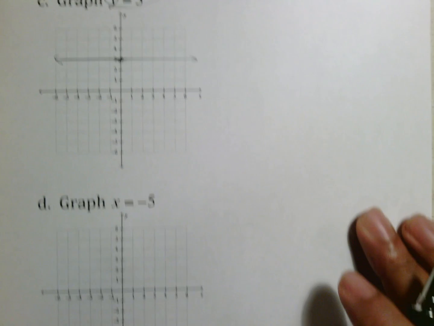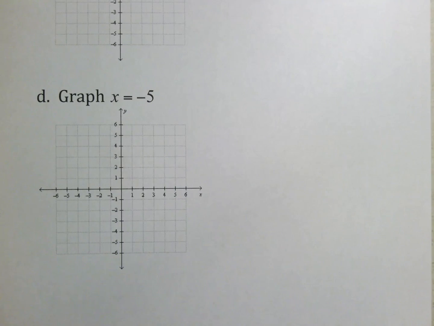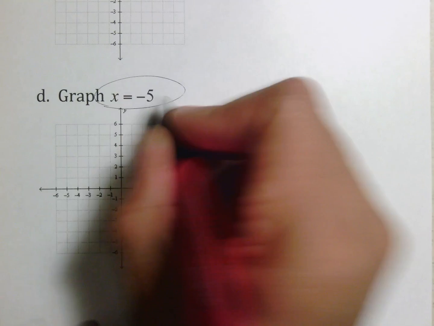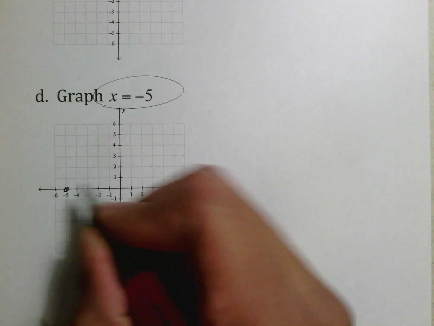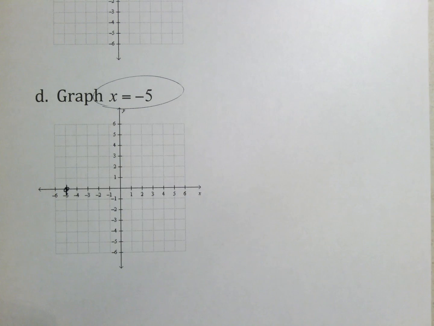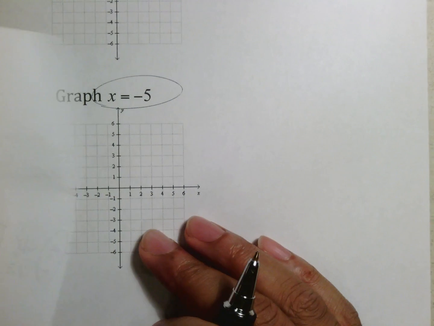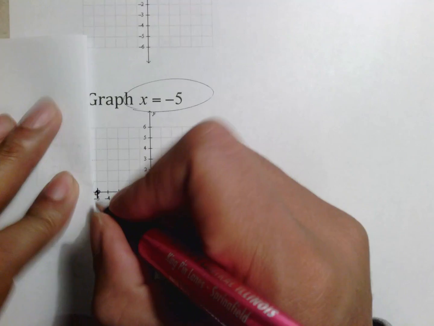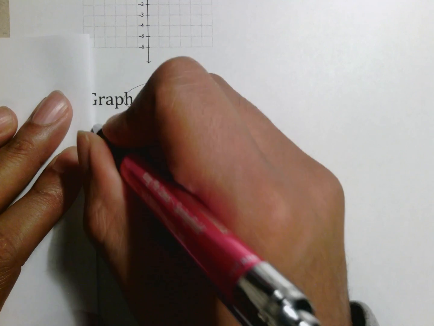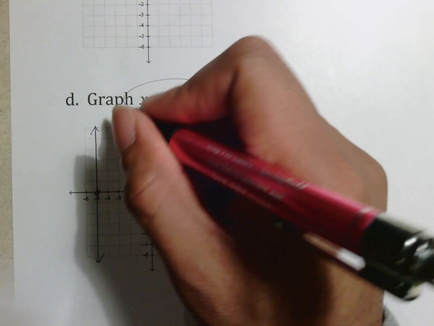And then the last one says graph x is equal to negative 5. So again, I notice that this is an intercept. X equals negative 5 is back here. The tick mark that goes through negative 5 goes up and down, which means that I want my line to also go up and down. And that is your graph.